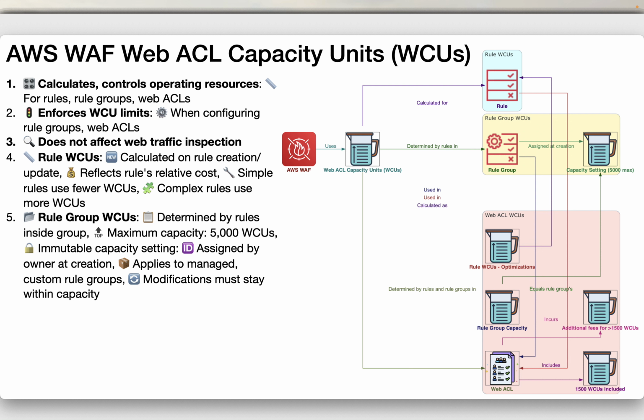Each rule group has an immutable capacity setting which the owner assigns at creation. This is true for managed rule groups and rule groups that you create through AWS WAF. When you modify a rule group, your changes must keep the rule group's WCUs within its capacity. This ensures that web ACLs that are using the rule group remain within their capacity requirements.